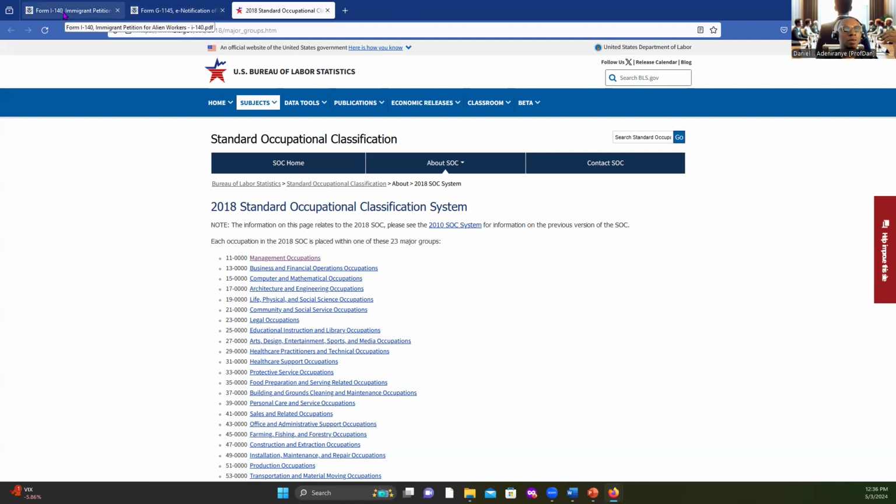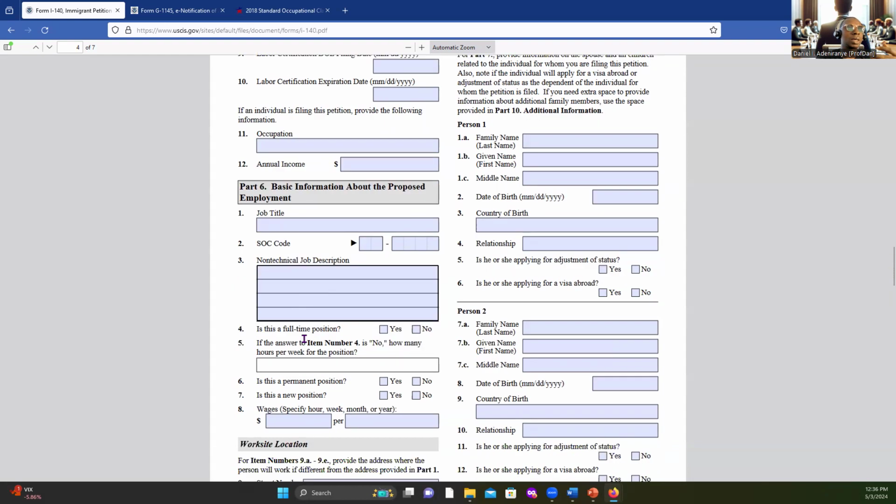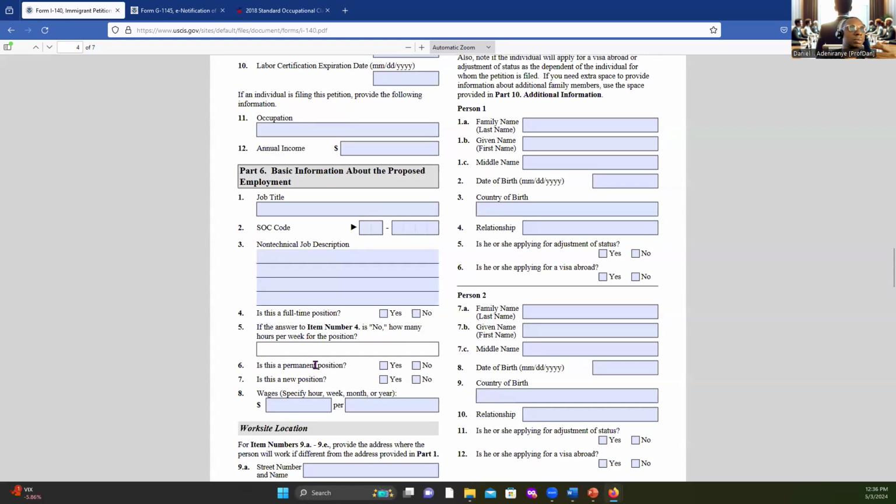So you can fish out your proposed job title and the corresponding code to fill here. So that's not a problem to get. Then the job description, you can as well fill it as, yes, it's proposed to be a full-time job, and it's proposed to be a permanent position for question 6. It's proposed to be a new position for question 7.